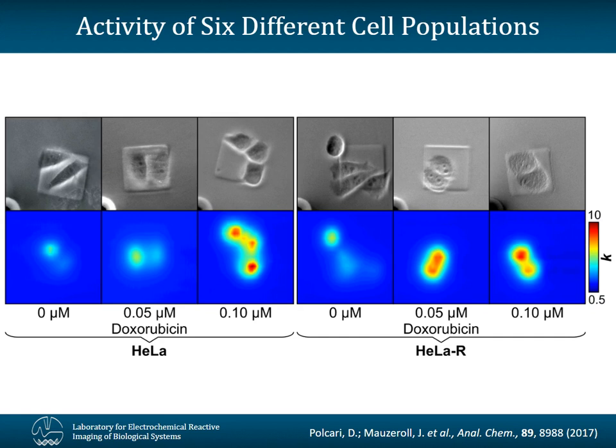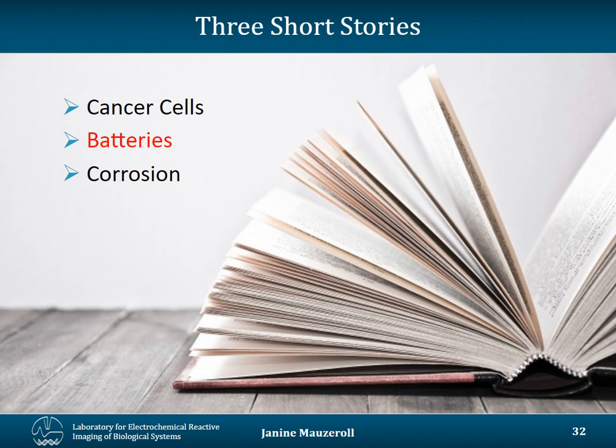And you can also look at the different cell populations that I was mentioning that were particularly targeting the MRP1 phenotype and get an idea of how much more active certain cells are, and try to relate the functional activity that you measure in SECM with the expression level. So that was the example for cancer.